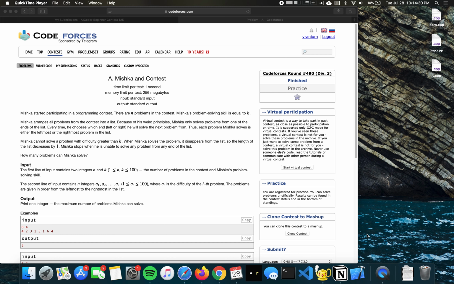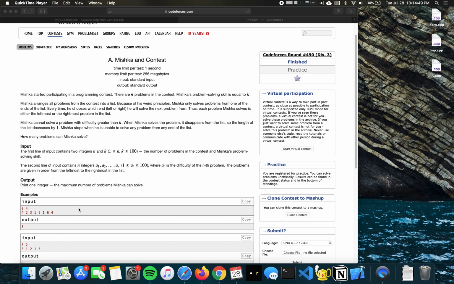In this problem, Mishka wants to solve a certain amount of programming contests. What she can do is start at both ends and keep on going inwards until she cannot solve a problem. Each problem is given a rating, and she can only solve problems with a rating less than or equal to k.